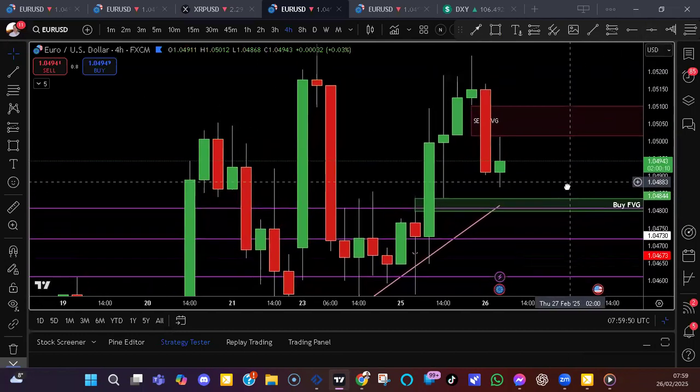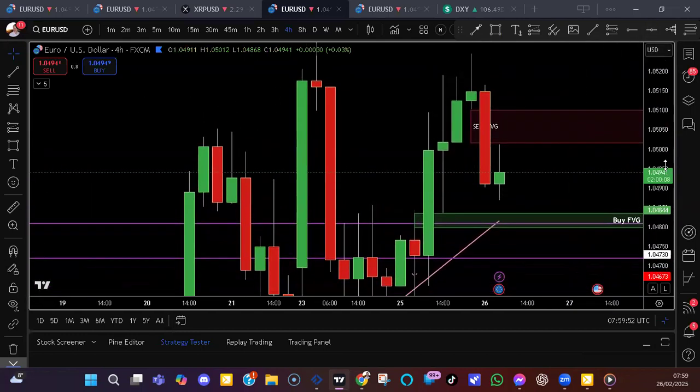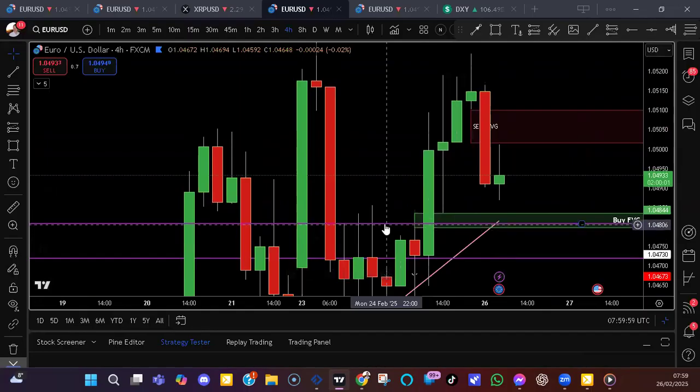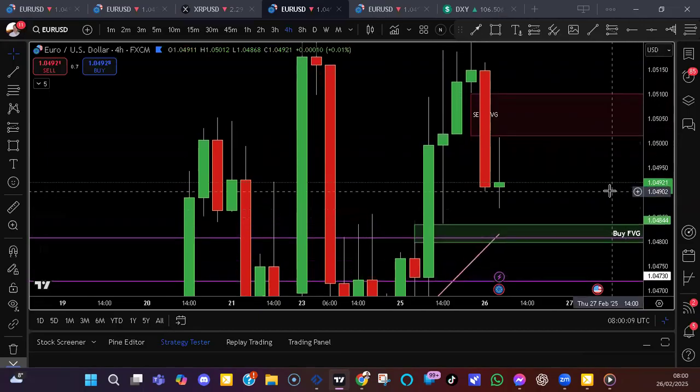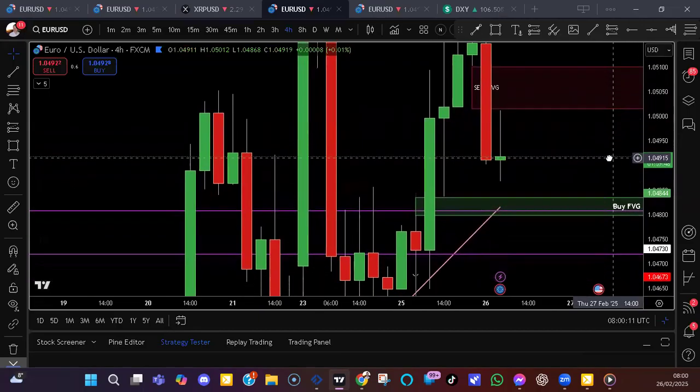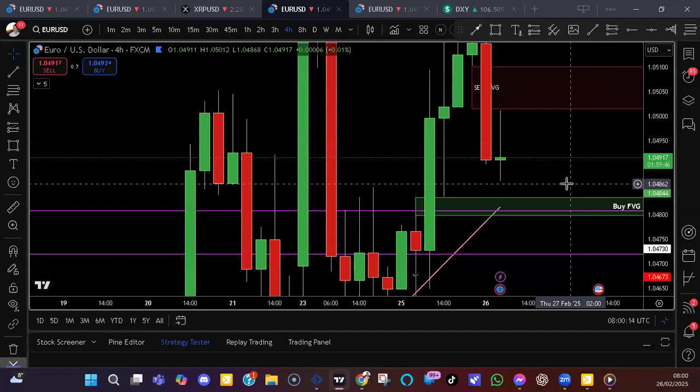If I scooch up a bit, it makes it bigger. And see where it is, where the support line is, previous support line, and the trend line. So could price be coming down here to mitigate that? So that's an interesting area to look at if price meanders its way.